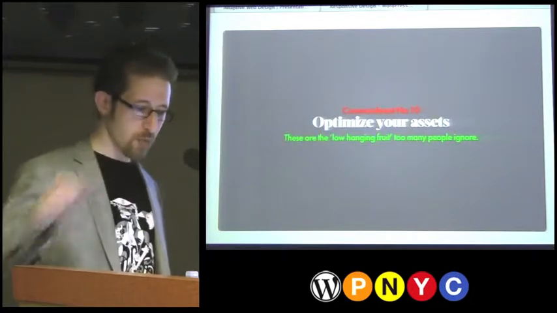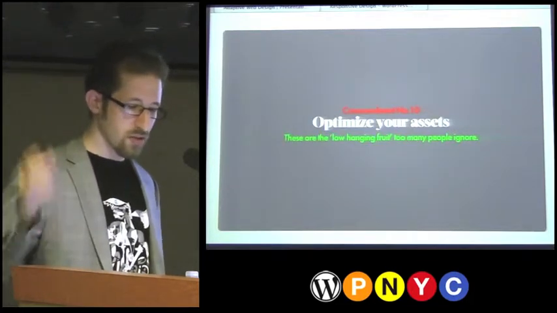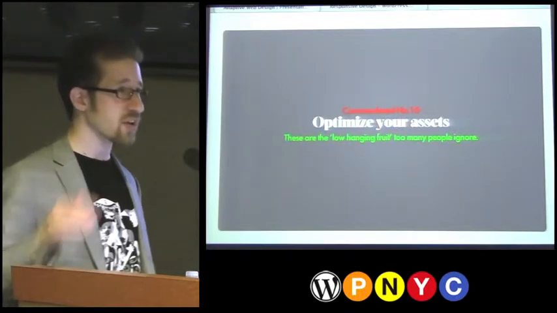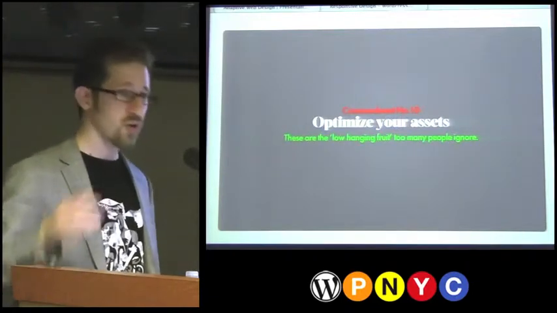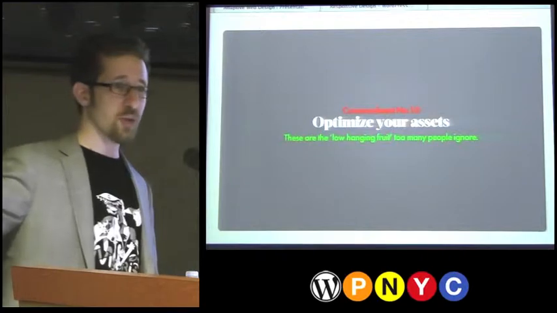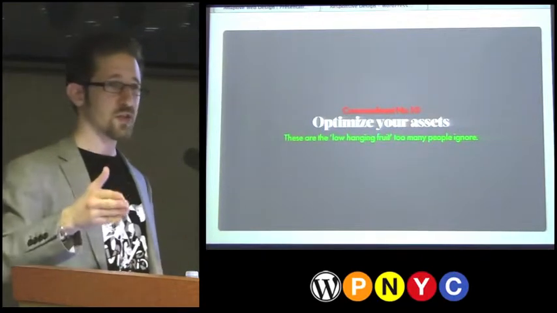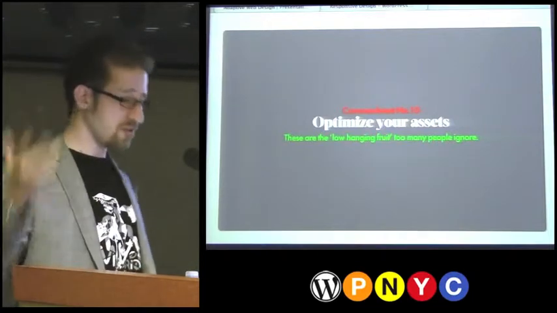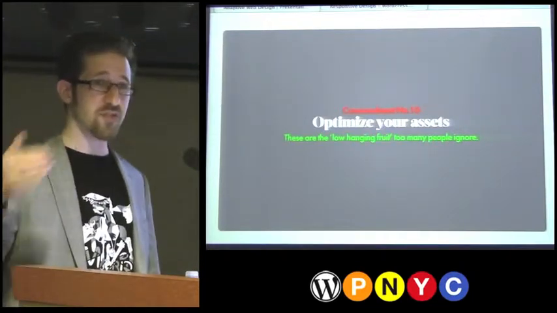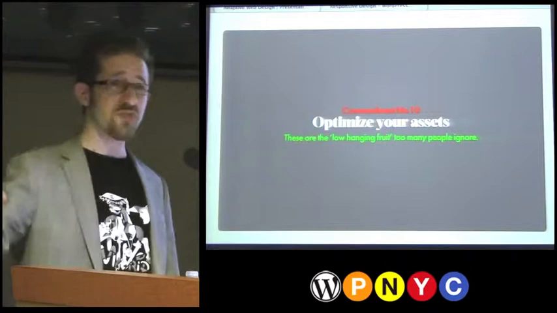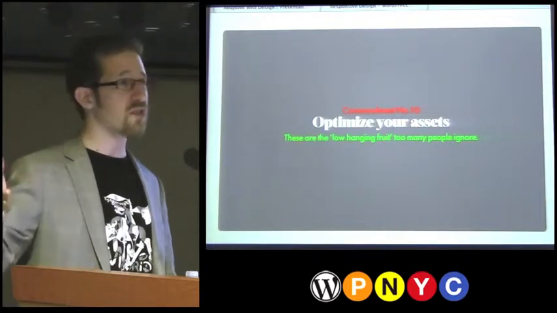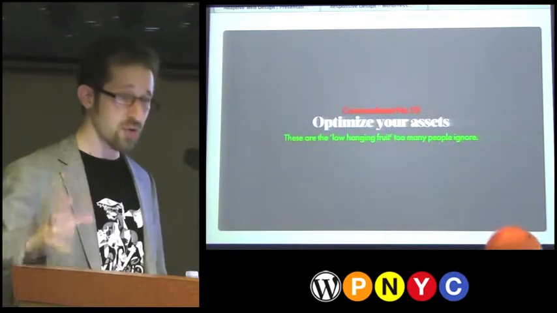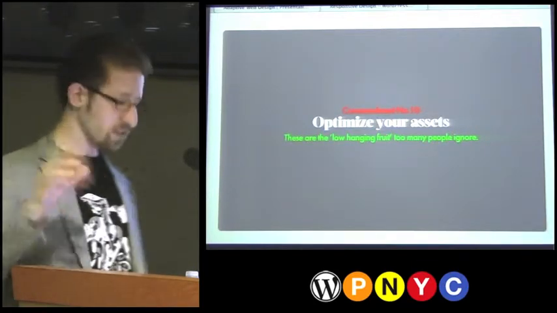Commandment number 10: optimize your assets. These are the low-hanging fruit that too many people ignore. Very simple things like loading the right image size. Don't have a huge 3 gigabyte image show up as 600 pixels. That'll slow down everything. Minify your CSS and JavaScript and gzip it. Then there are more advanced things you can do. Look up Nicole Sullivan on object-oriented CSS. These are all wonderful things that you can do to make sure your theme is adaptive.